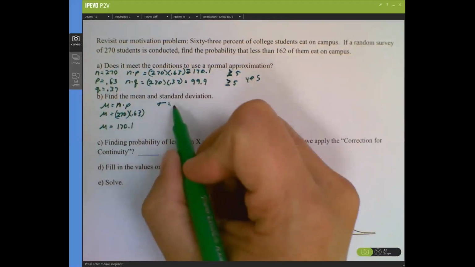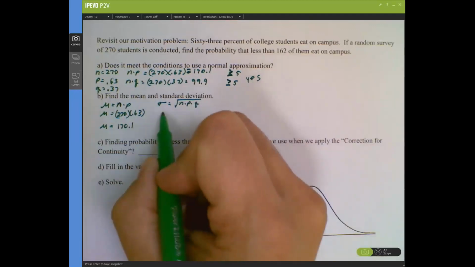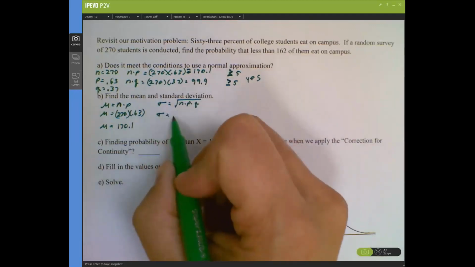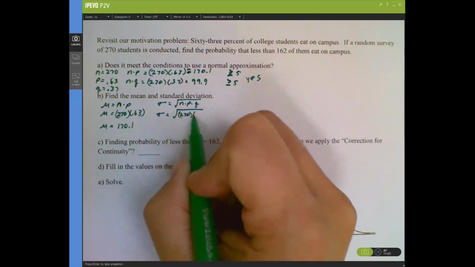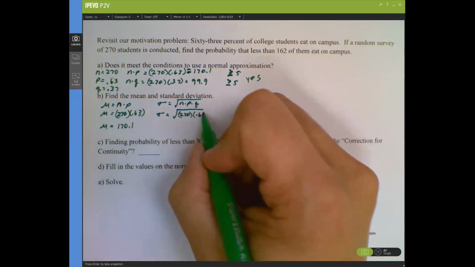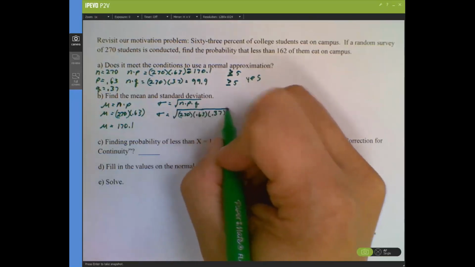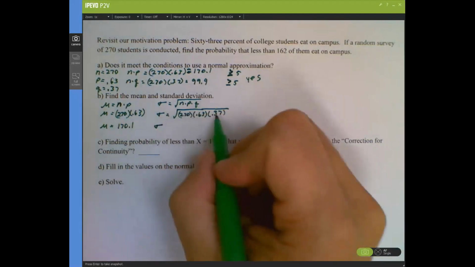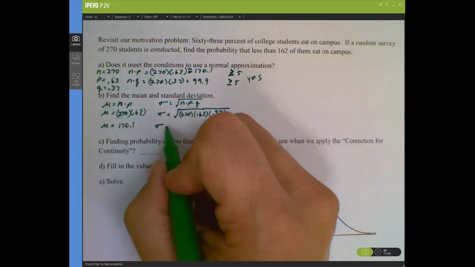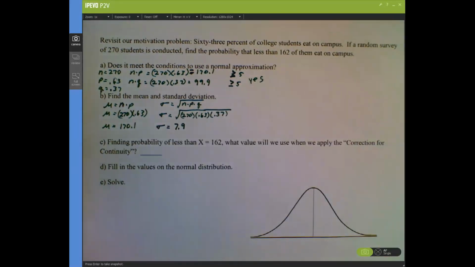Standard deviation is the square root of N times P times Q, which is going to be the square root of 270 times 0.63 times 0.37. When you take that, do the product, square root it, we're going to round it to 1 decimal place, and we get 7.9.